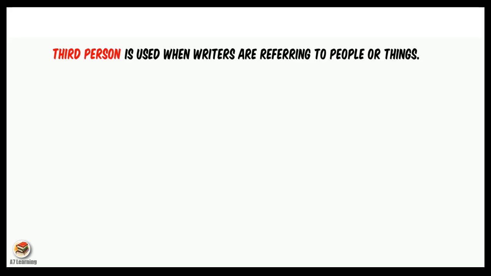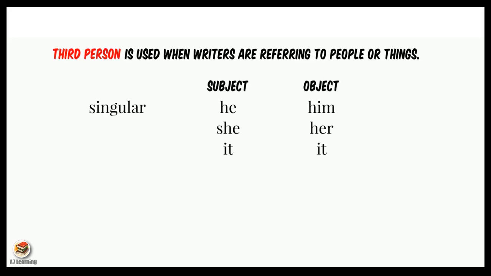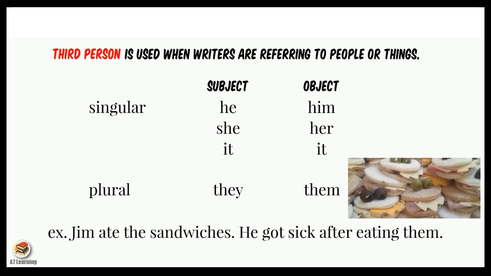The third person is used when writers are referring to people or things. There is the singular form and the plural form. I won't spend too much time on this since I'm sure a lot of you already have a great deal of practice. But you do want to make sure that you use the correct form when it comes to subject and object. It's a common mistake to say something like, for example in our sentence, Jim ate the sandwiches. You wouldn't say, him got sick after eating them. You say, he got sick after eating them.